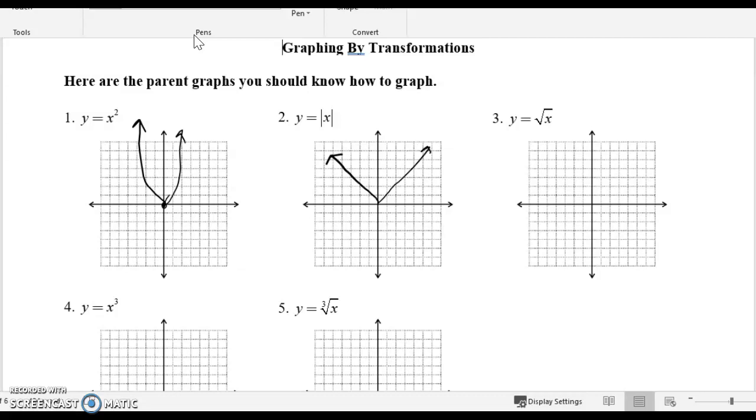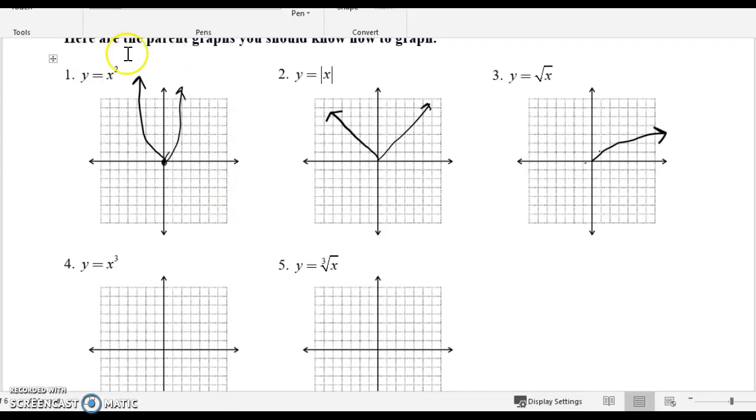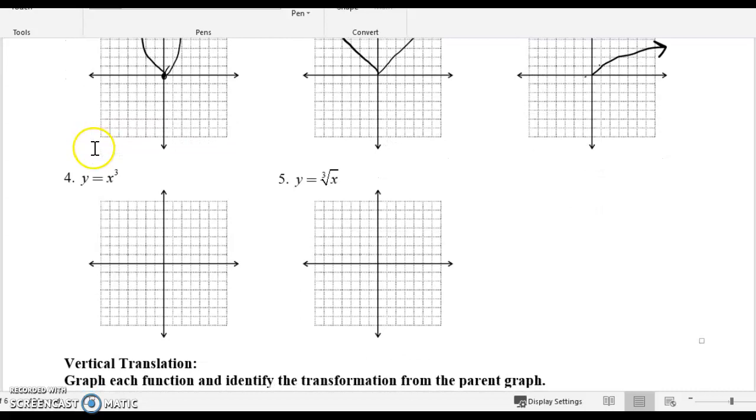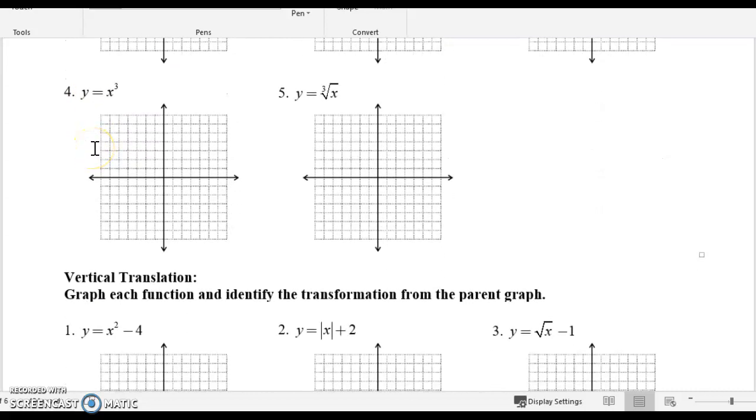Okay, the square root of x, it looks like that. It's kind of like a half sideways parabola. You don't have this part of the parabola down here, so it's like a sideways parabola, but only the top half. So again, we need to know these parent graphs. If you use a calculator to graph them, that's fine, but we should be able to graph them without a calculator. Y equals x cubed is a cubic function.